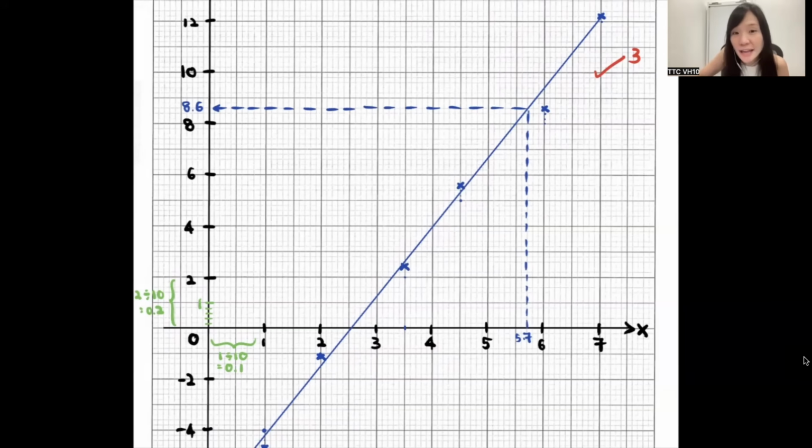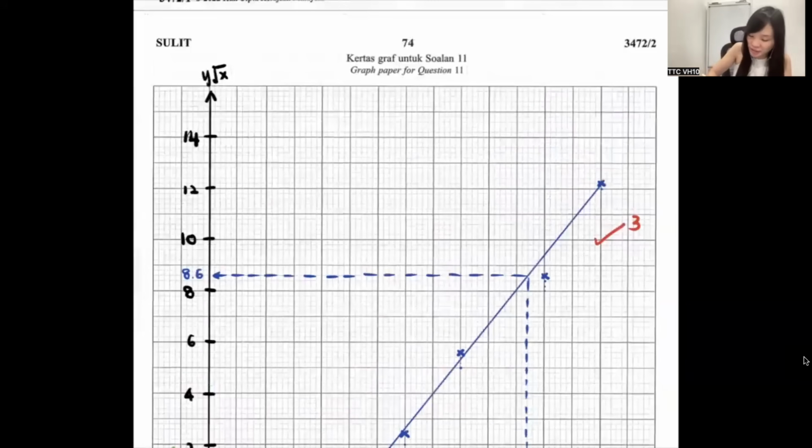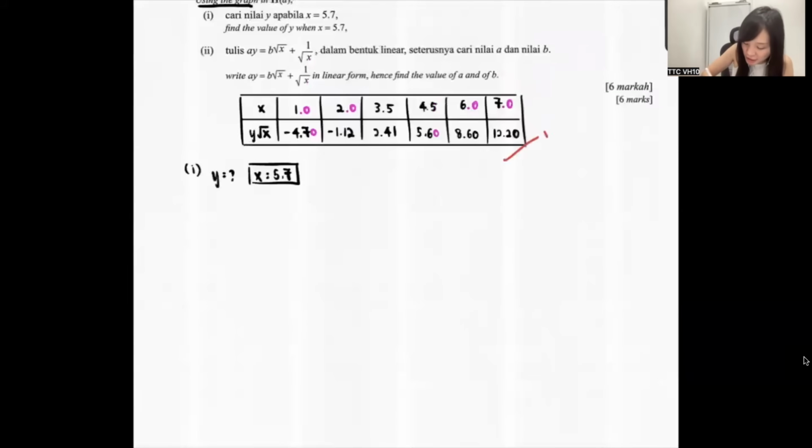This 8.6, is that your final answer? No. Because this 8.6 is what? It's y square root x, okay? You can see that? So 8.6 is your y square root x answer. But you're not finding that. You're finding y. So what is your x value? 5.7. You can substitute inside. So the y answer is 8.6 divided by square root 5.7.